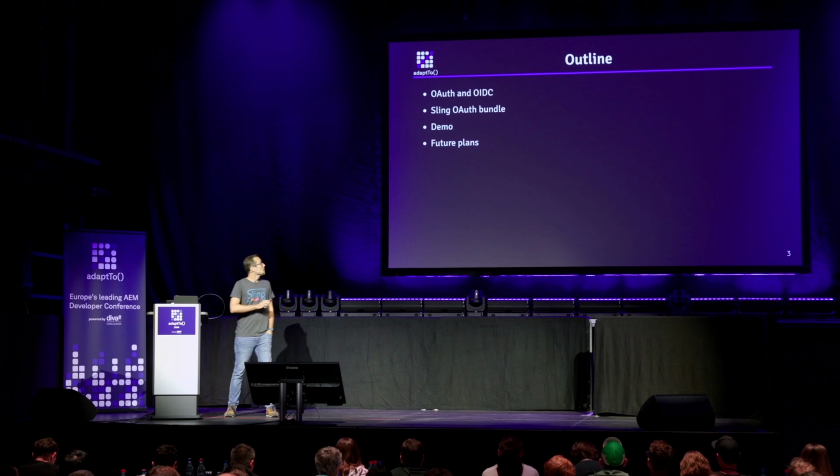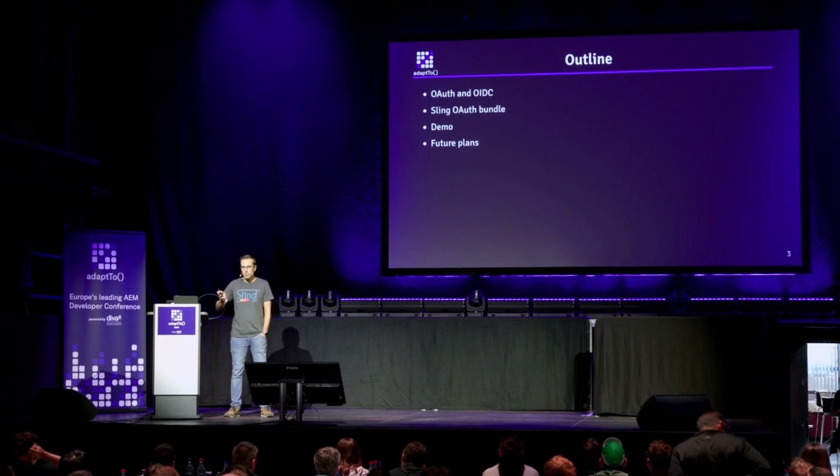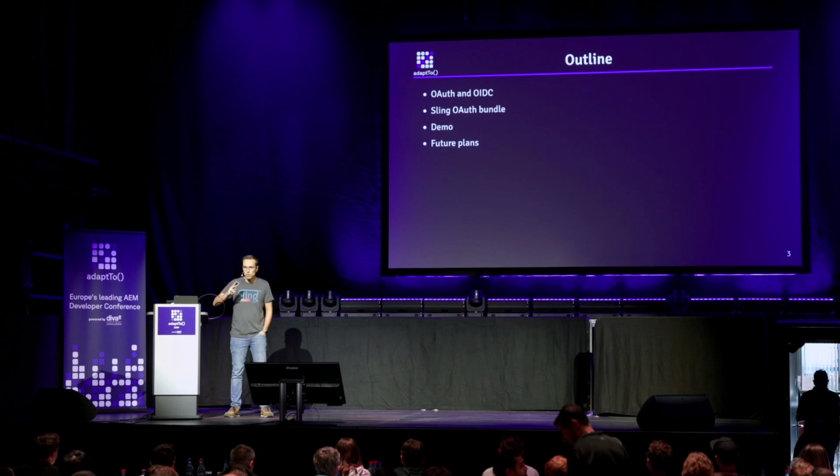Now, today we are going to start with OAuth and OpenID Connect, see what they are good for, how they are implemented, and slowly go into the more practical topics. How does a Sling extension fit into all of this? How is it implemented? And then down to the details, what does code written using this extension look like? How can you use it in your servlets, your scripts, etc.? A demo, if all goes well, and then I will talk about future plans a bit.